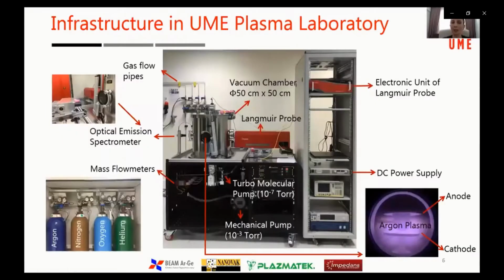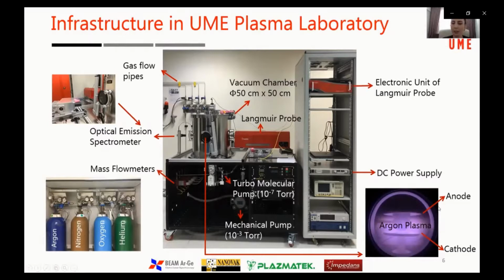So let me introduce you the infrastructure we have in our laboratory. You see in the middle our vacuum chamber. This vacuum chamber is evacuated with the help of a mechanical pump and a turbomolecular pump up to pressures of 10 to the minus 17. Then you can feed gas inside this vacuum chamber through these gas flow pipes, and the flow is controlled by mass flow meters. We use argon, nitrogen, oxygen, or helium inside the vacuum chamber.